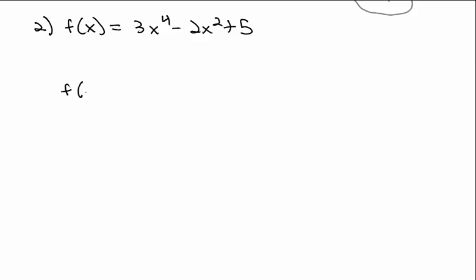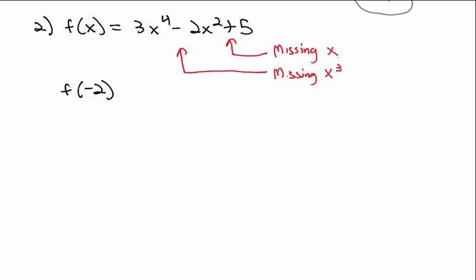Let's do another problem. How about this? Let's say f of x equals 3x to the 4th minus 2x squared plus 5, and we're going to find f of negative 2 this time. Before we get too far into this problem, I want to notice something that's different about this problem. This problem is missing x cubed. There's no x cubed term. It's also actually missing the x term.